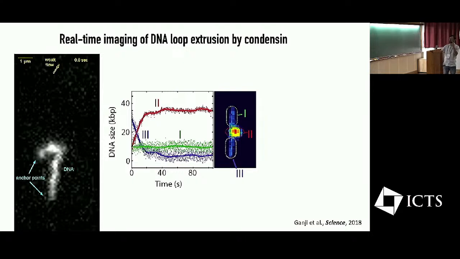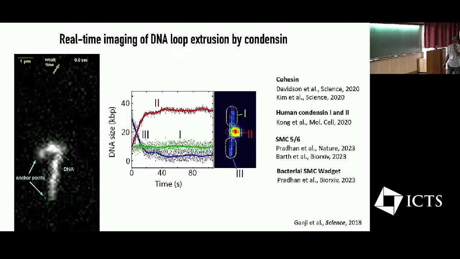So this was back in 2018, the first time we showed loop extrusion in single molecule experiments, and this is the condensin from yeast. But now there are a bunch of other SMC molecules, cohesin, human condensin 1 and 2, SMC5/6 from humans itself, or bacterial SMC. All of them have been shown to perform very similar activity using the exact same assay.